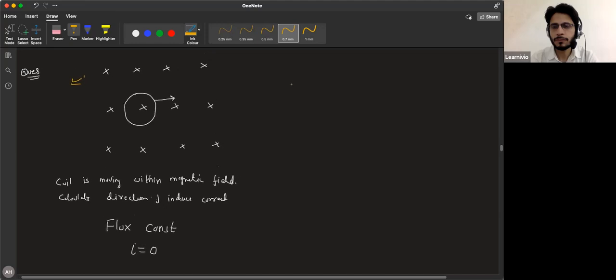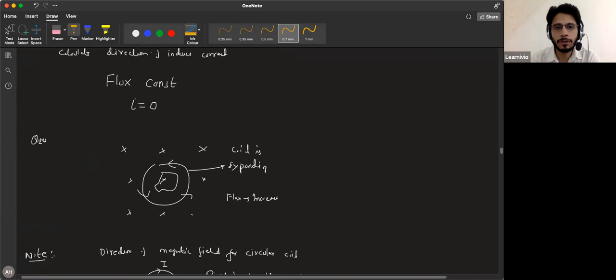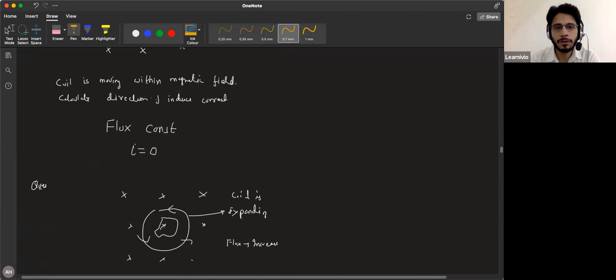See, the flux is magnetic field into area into cos theta. So B is not changing because your coil is within the magnetic field only. A is not changing, theta is not changing. That's why flux is not changing. If flux is not changing, that means there is no induced EMF, no current. Okay, what about this? If there is a coil in the magnetic field, this coil is not moving inside the magnetic field, but it is expanding. Due to its expansion, its area is increasing.